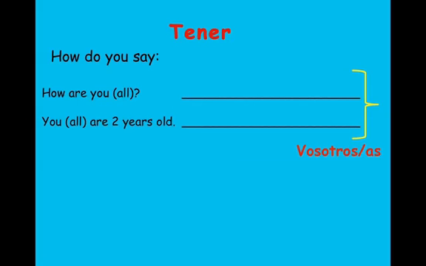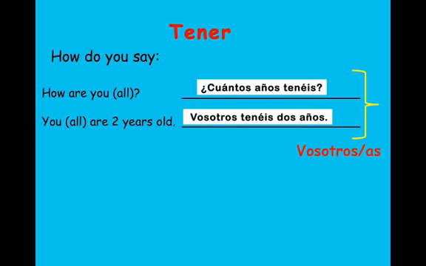How old are you all? It's plural, all of you. So this is the second person plural. You all are 2 years old. The entire group of kids is 2 years old. ¿Cuántos años tenéis? Vosotros tenéis 2 años. And here my bracket already came in early. So that means vosotros, vosotras. You all. So this is the you plural informal. Okay, you plural informal.